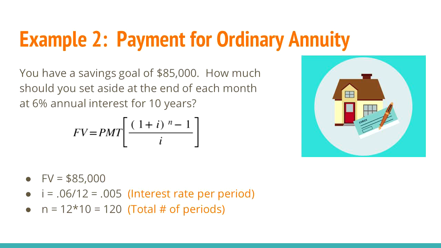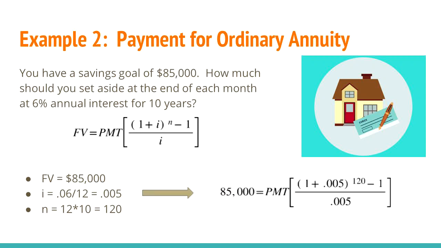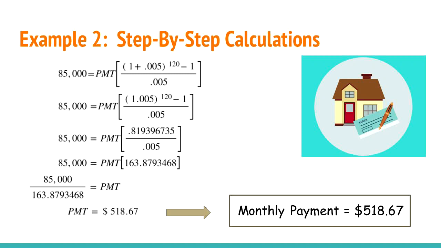This time, our future value is the $85,000, and we're solving for the payments. The interest rate, so this is our periodic interest rate, is the annual rate divided by 12, the number of months, and the total number of periods, 12 months over 10 years, is 120 total periods. Putting this into our formula gives us this with payment as the value that we're solving for. On this slide, I take you through the step-by-step calculations. The calculations are tedious, and you want to be really careful as you are computing this.